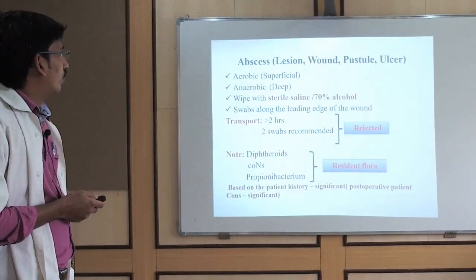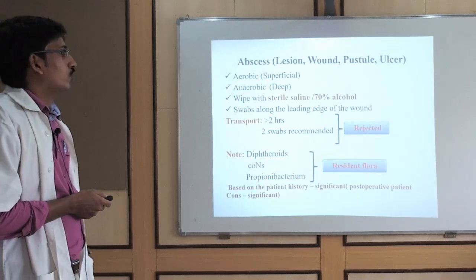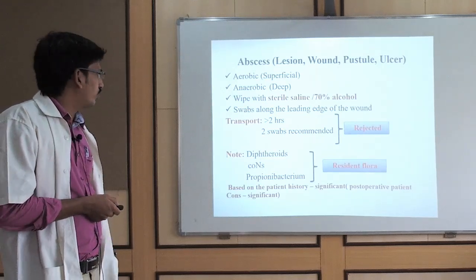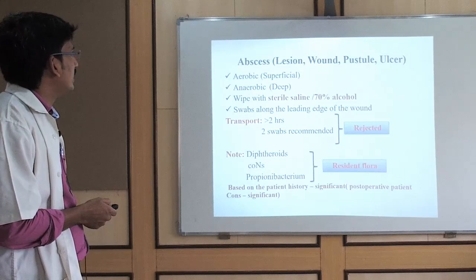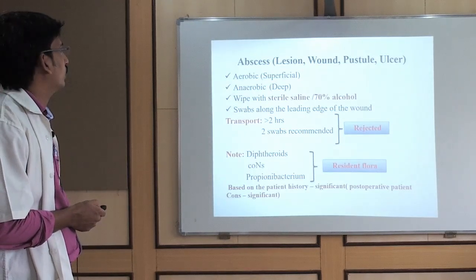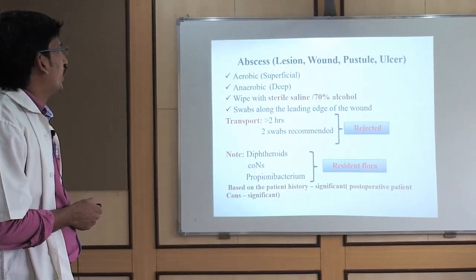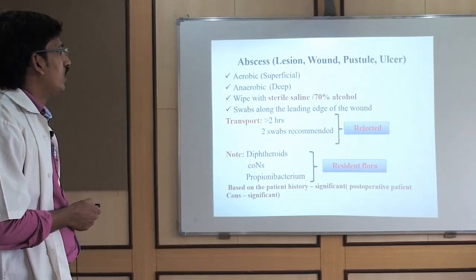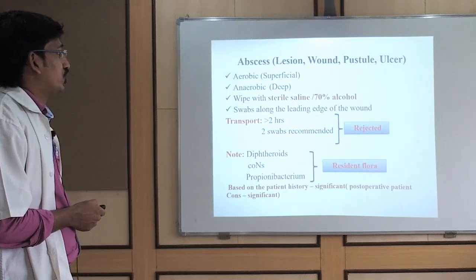Then we move on, one by one, to how to collect the sample, how to transport it, and how to preserve it. First one is abscess. In abscess, there should be a lesion, wound, pustules or ulcers. The abscess can be of two types, aerobic and anaerobic. Aerobic means maybe superficial, and anaerobic means deep lesions.